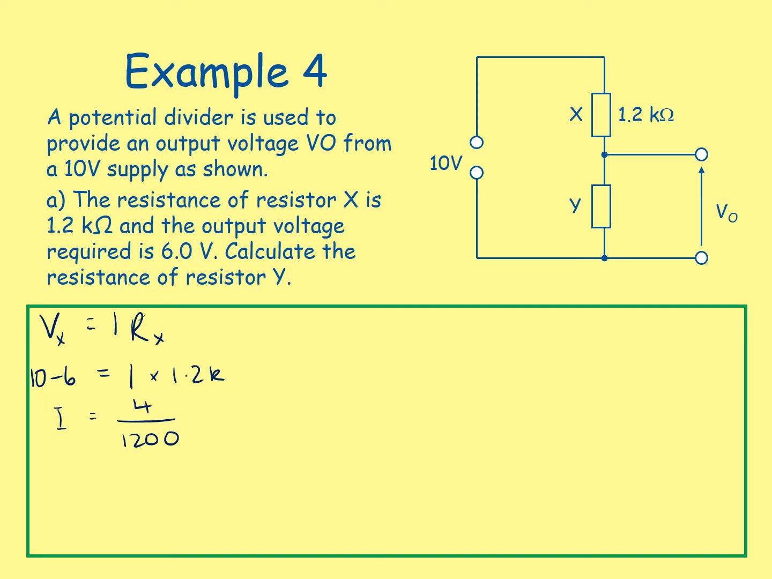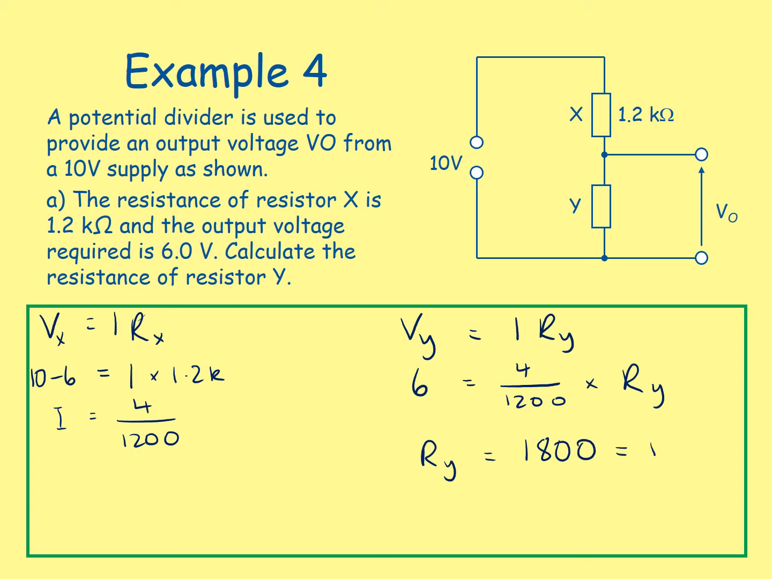Next we can find our Y. So Vy equals I Ry, again just using Ohm's law. We know our Vy, that's 6 volts given in the question. We've worked out our current, that's 4 over 1,200. And we want to work out our resistance over Y. So Ry is equal to 1,800, which is 1.8 kilo ohms.